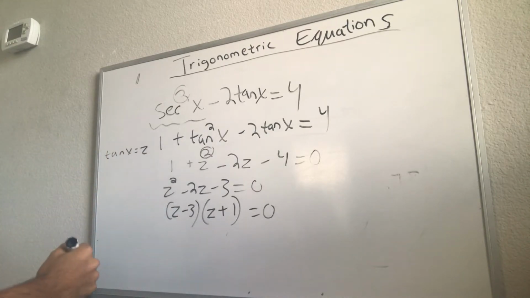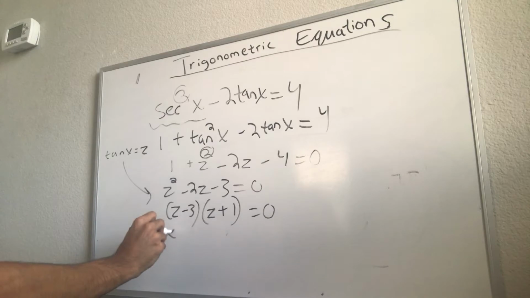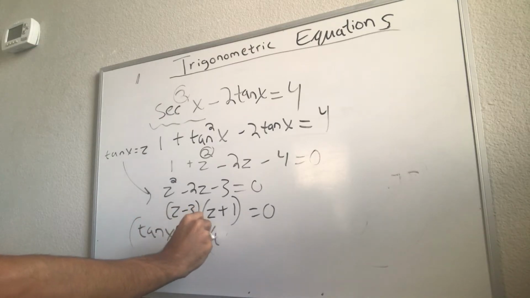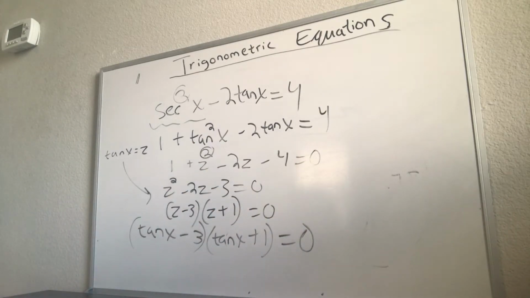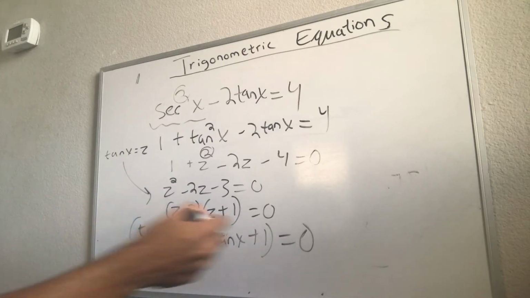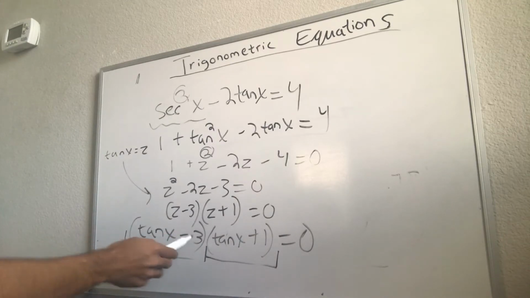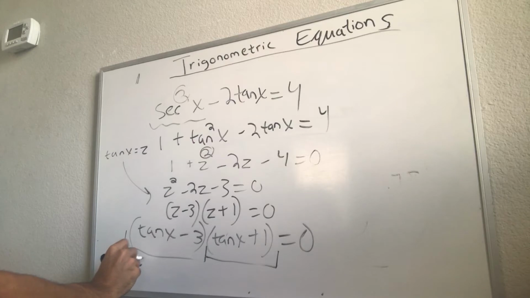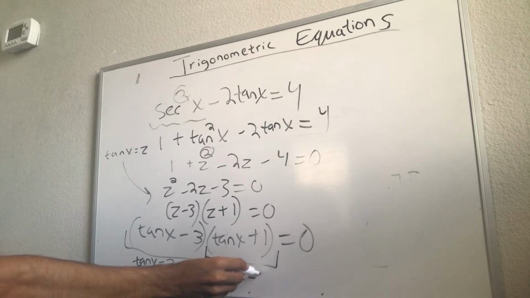And now we know that z is tangent of x, so we can just substitute that back in. So we have (tangent of x minus 3) times (tangent of x plus 1) is equal to 0. This is really similar to how you would solve a normal quadratic equation, because you have set everything to 0, and this can be 0 if either this factor is 0 or this factor is 0. So if you set this factor to 0, tangent of x is equal to 3, and the other one is tangent of x is equal to negative 1.